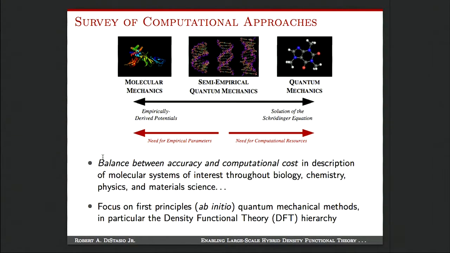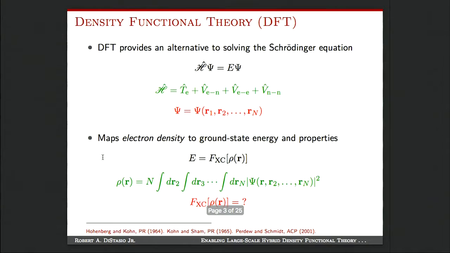So as I mentioned, we're going to focus today on methods in quantum mechanics, in particular, the hierarchy of density functional theory. I'm going to give 2 slides on the background of density functional theory for those of you that are not as familiar with it. I think there are just 1 or 2 take-home messages. The first thing is that density functional theory provides an alternative solution to the Schrodinger equation, right?